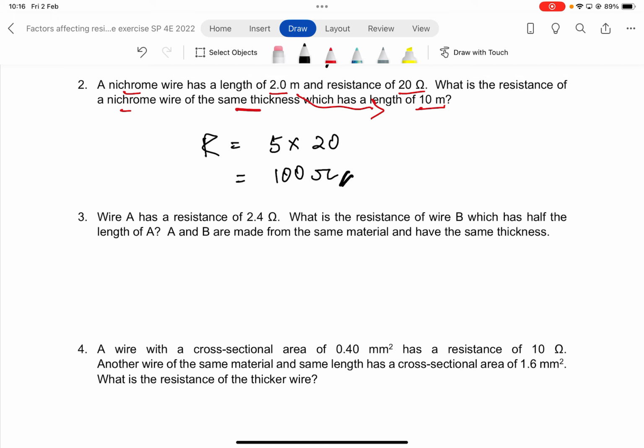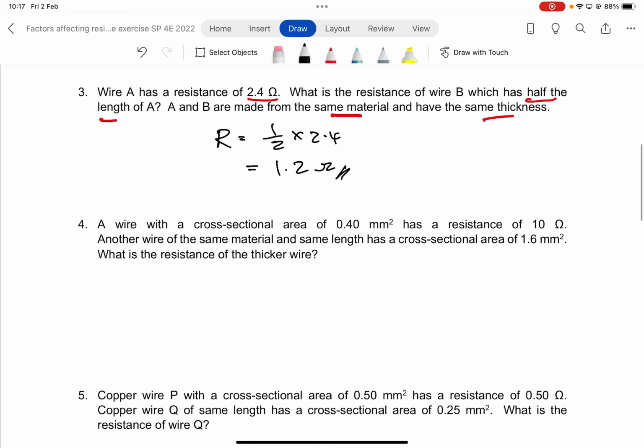Number 3. Resistance is 2.4 ohms, right? Okay, resistance is 2.4 ohms. Okay, the wire B has half the length, right? Same material, same thickness. Okay, so easy. R is equal to, so whatever you do to the length, you do to the resistance. So half the length, so half the resistance. That's 1.2 ohms.